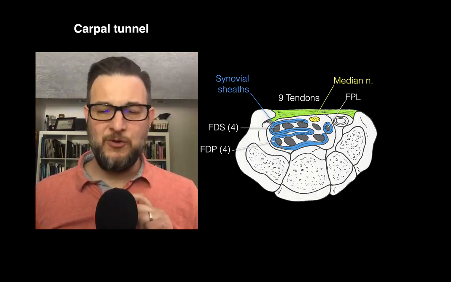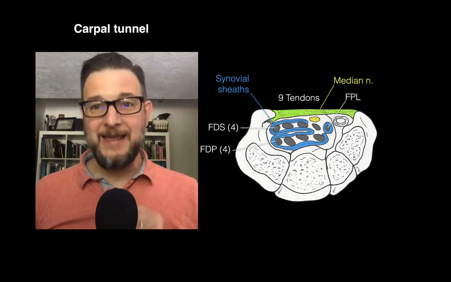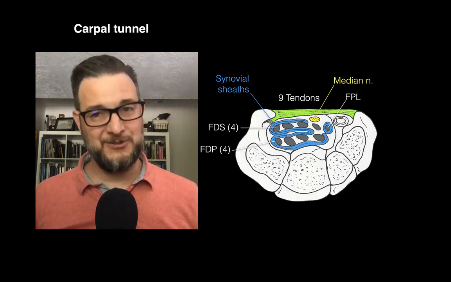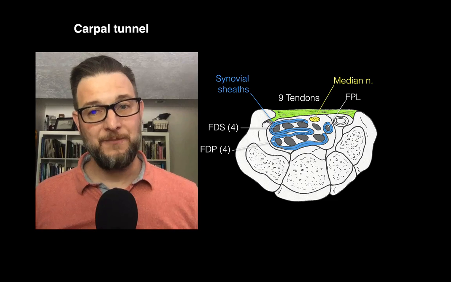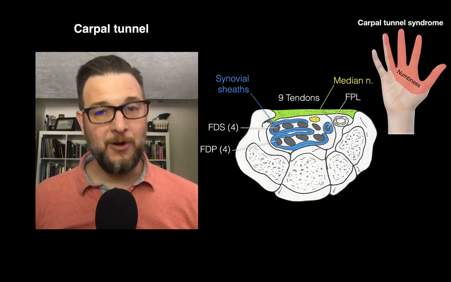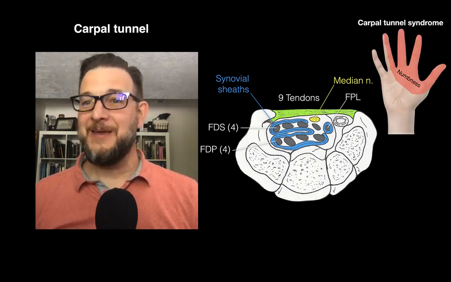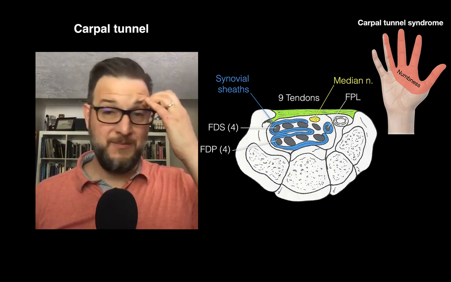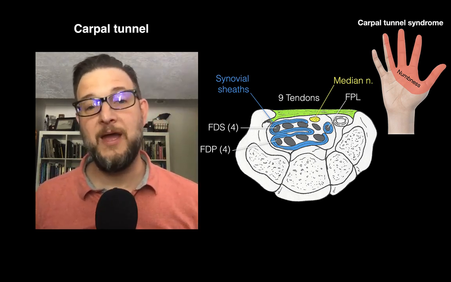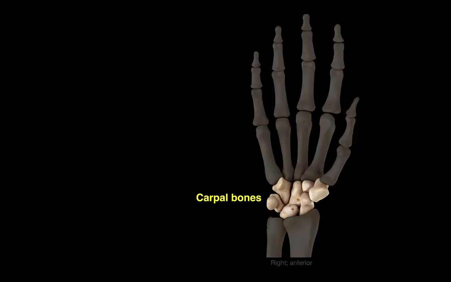Now, if you have an increase of pressure in this carpal tunnel, the most delicate structure, the median nerve, is hurt. The sensation part of carpal tunnel syndrome is numbness along the distribution of the median nerve, as shown in the color red or pink in this picture.